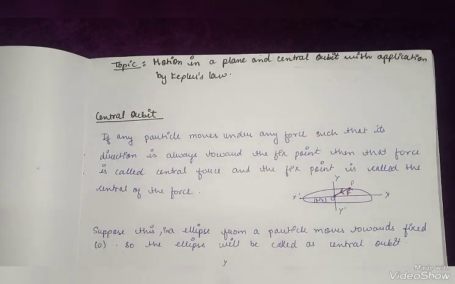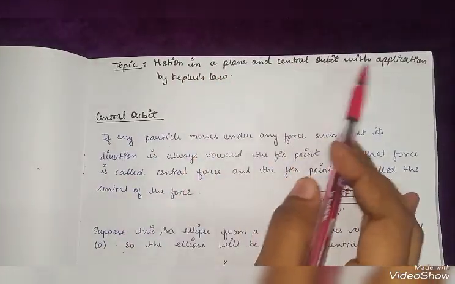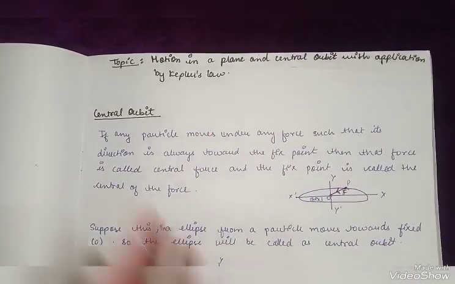The topic for today's explanation is motion in a plane and central orbit with application by the Kepler's law. First, we'll understand what is a central orbit.